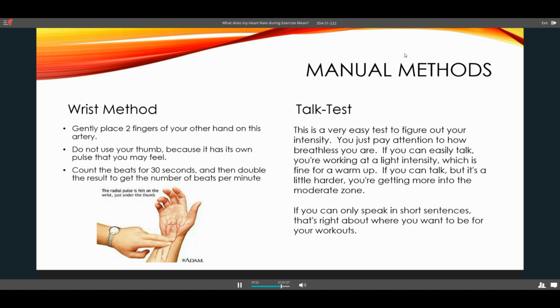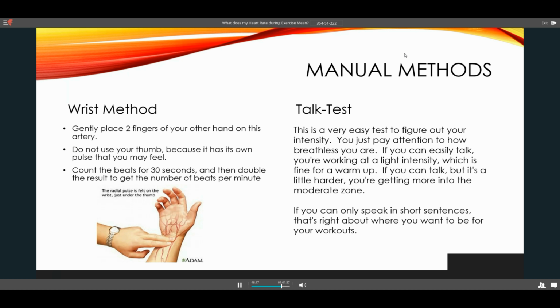If you can still easily talk and carry on a conversation, that certainly means that you're engaging in light intensity exercise, which is great for a warm-up, but not necessarily for your exercise session. So what you would want to do then is increase your intensity, either your speed, up to the point where you start to notice that it's becoming more difficult for you to talk. You're having to breathe a little bit more. That's going to keep you right around that moderate intensity range.